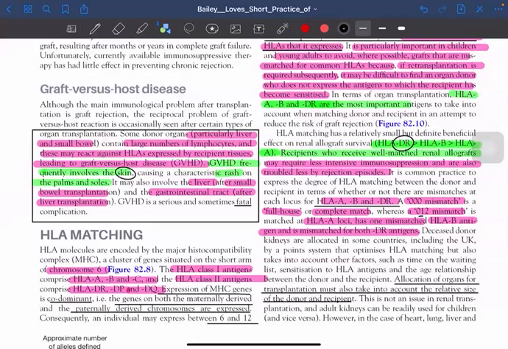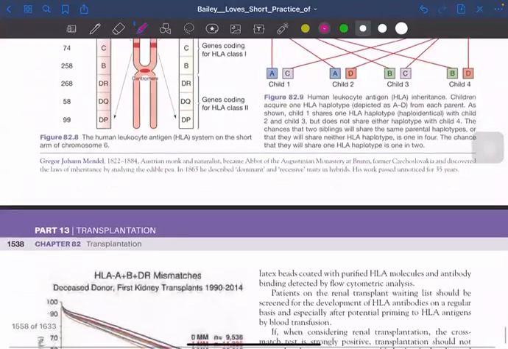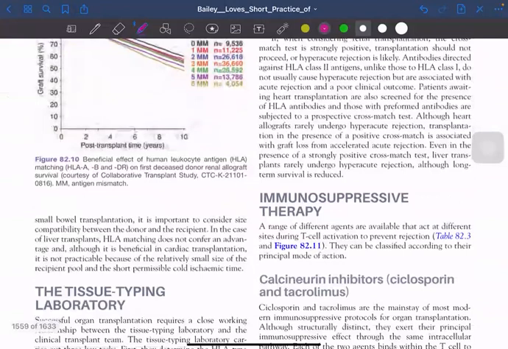Then moving ahead, the allocation of organs for transplantation must also take into account the relative size of the donor and recipient. This is not an issue with renal transplantation, as adult kidneys can be readily used for children and vice versa. But in heart, lung, liver, and small bowel transplantation, you have to consider the size compatibility.